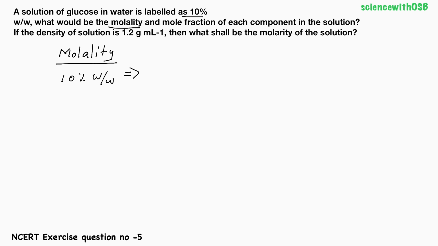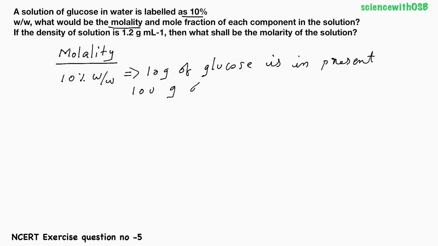What is the meaning of that? Meaning is, see, 10 gram of solute. What is solute? Glucose is present in 100 gram of solution. So you understand the mass of solute. What is that? 10 gram. Now it is very easy for you to find the mass of solvent, that is water. Total mass of solution minus mass of the solute, you will get mass of the solvent.